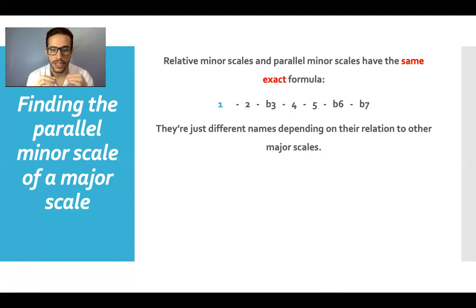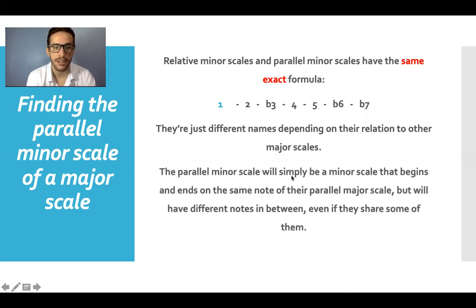Okay? For example, the C minor scale can be both a relative minor scale or a parallel minor scale. It just depends on relative to what and parallel to what. So the C minor scale is the relative minor of E flat major. But the C minor scale is also the parallel minor of C major. Okay? The parallel minor scale will simply be a minor scale that begins and ends on the same note as their parallel major scale, but will have different notes in between, even if they share some of them.